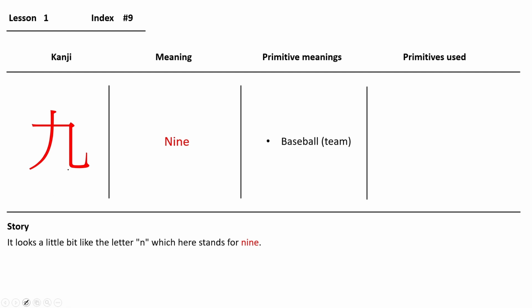It's this one. But if it's used in other characters, it can also have its primitive meaning, a baseball team. So sometimes when you see this character in a different character, we will use the meaning of baseball team to help us know the story. And for this character, we just simply say that it looks a little bit like the letter N, which here stands for 9, right? Again, we don't have much to work with here, so you have to be a bit creative.